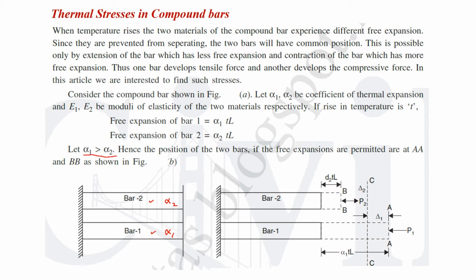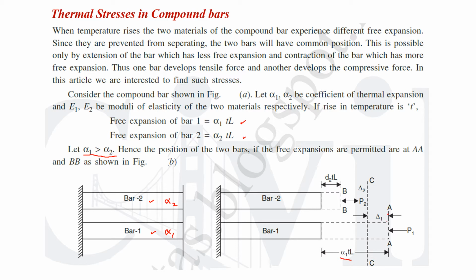That is, the free expansion of bar 1 is more than the free expansion of bar 2, because the free expansion is given by alpha TL. Free expansion of bar 1 is alpha 1 TL and free expansion of bar 2 is alpha 2 TL. Since alpha 1 is greater than alpha 2, free expansion of bar 1 is more than free expansion of bar 2. Here alpha 1 TL is marked, which represents the free expansion of bar 1.